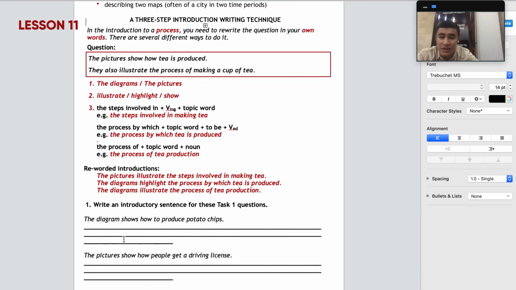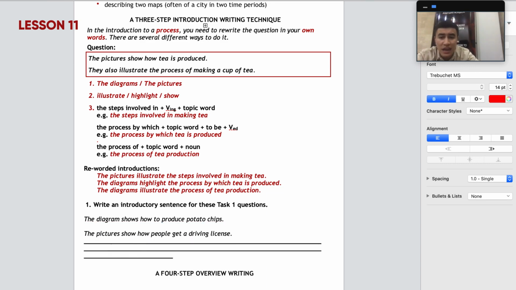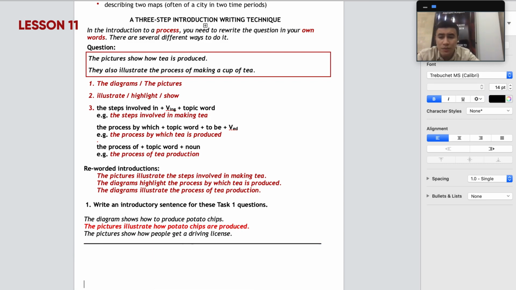Now let's consider this exercise here, and we should write an introductory sentence for these Task 1 questions. You're given a title here. The diagram shows how to produce potato chips. So you can say the pictures illustrate how potato chips are produced. This is a very simple way of paraphrasing.